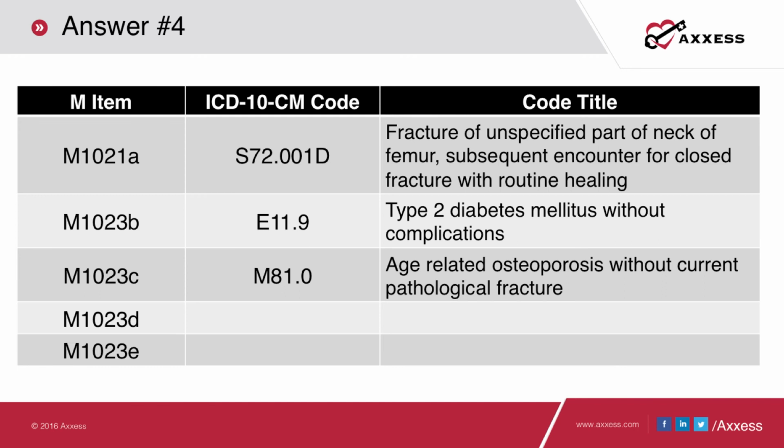We coded the diabetes, E11.9, because it was not stated what type of diabetes he has. And as we covered in our endocrine and diabetes coding seminar, when you don't have the type of diabetes, your default is type 2. So we coded E11.9, type 2 diabetes mellitus without complications. We also have M81.0, age-related osteoporosis without current pathological fracture.